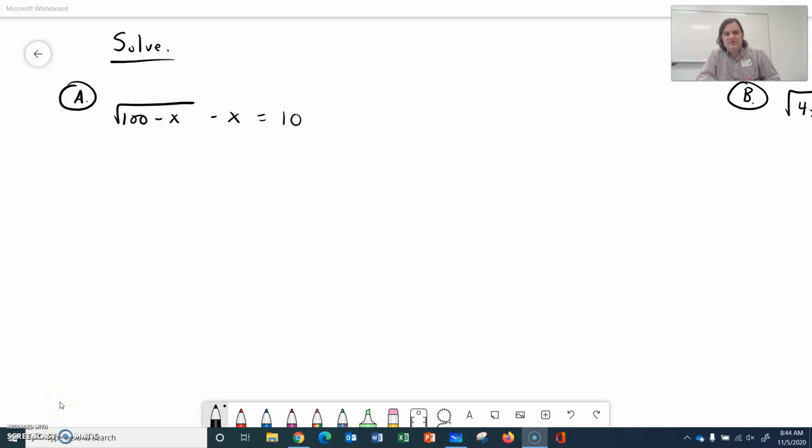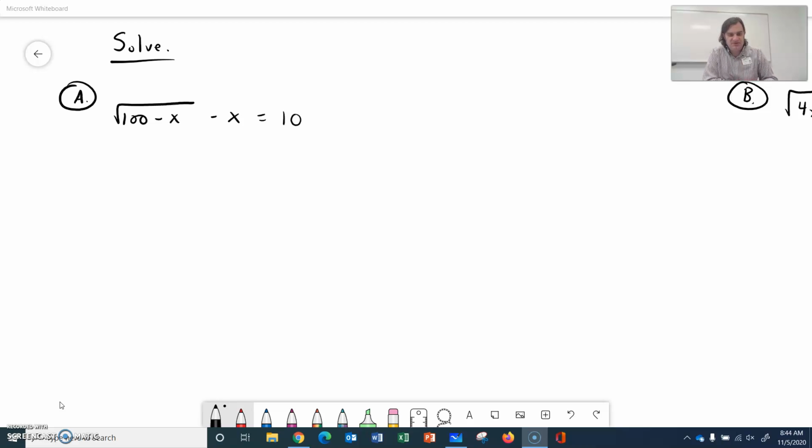Hey, it's Mr. Ara, and we're going to solve some radical or root equations here. These are some practice problems. So the first one we have is the square root of 100 minus x, and then outside of the root is minus x equals 10.